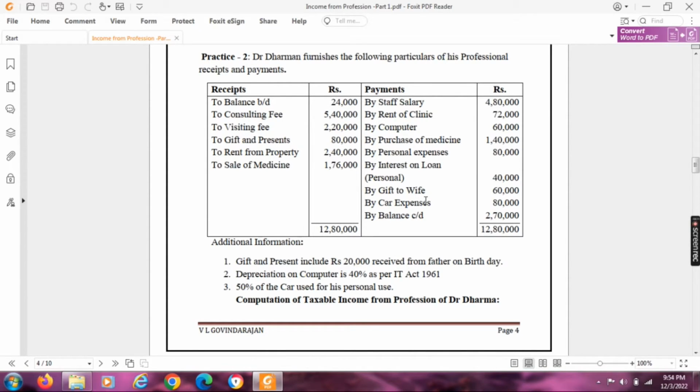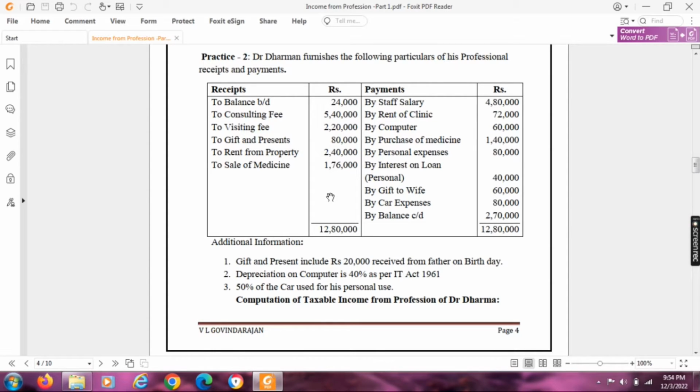Now, payment side, staff salary, rent of clinic, computer is an asset. So we have to charge only depreciation on computer. For computer, normally 40% will be the rate of depreciation. We have to charge on that. Purchase of medicine, personal expenses, this should be ignored. Interest on loan, it was given very clearly personal purposes. So this should be ignored. Gift to wife, this should be ignored. Car expenses, the proportionate use of the car for his professional will be considered.